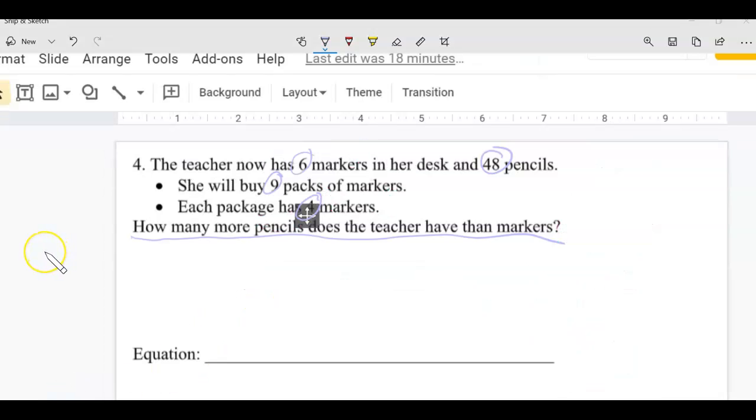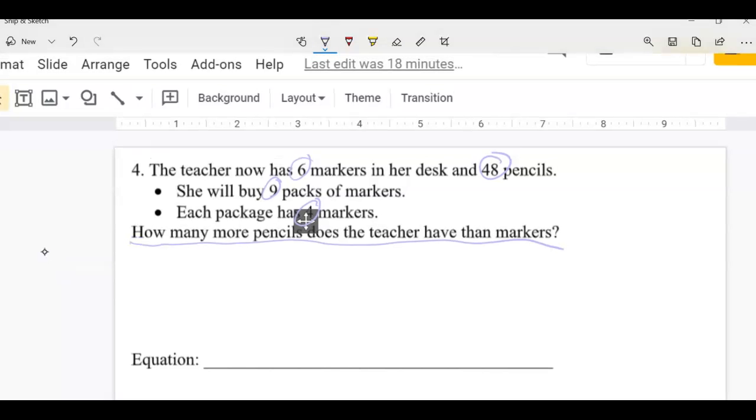Okay, so now we're on number 4, and this is also still page 184 in your math binder. The teacher now has 6 markers in her desk and 48 pencils. She will buy 9 packs of markers. Each package has 4 markers. How many more pencils does the teacher have than markers?